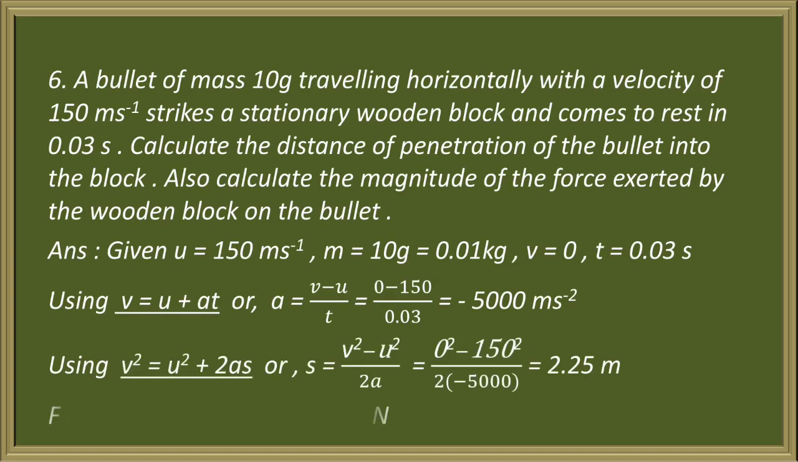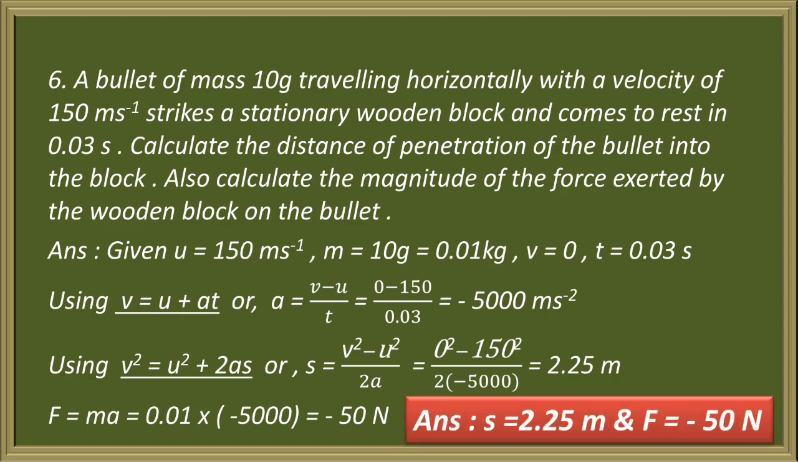Question 6. A bullet of mass 10 gram traveling horizontally with a velocity of 150 meter per second strikes a stationary wooden block and comes to rest in 0.03 second. Calculate the distance of penetration of the bullet into the block. Also calculate the magnitude of the force exerted by the wooden block on the bullet.